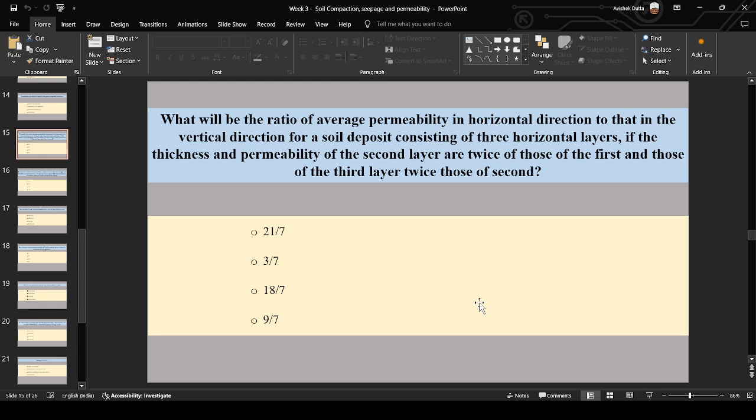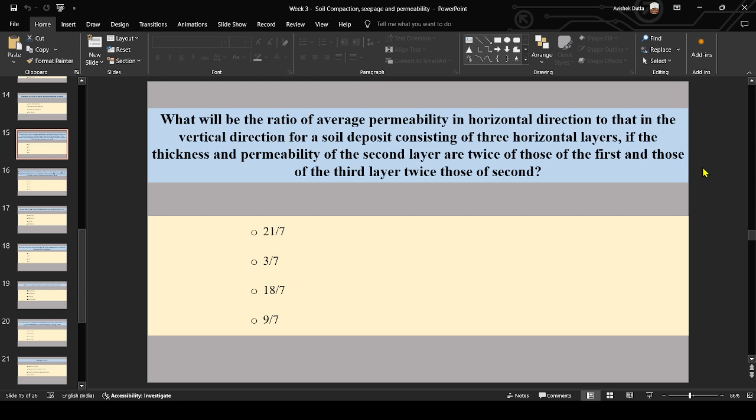What will be the ratio of average permeability in horizontal direction to that in the vertical direction for a soil deposit consisting of three horizontal layers if the thickness and permeability of the second layer are twice of those of the first and those of the third layer twice those of second?